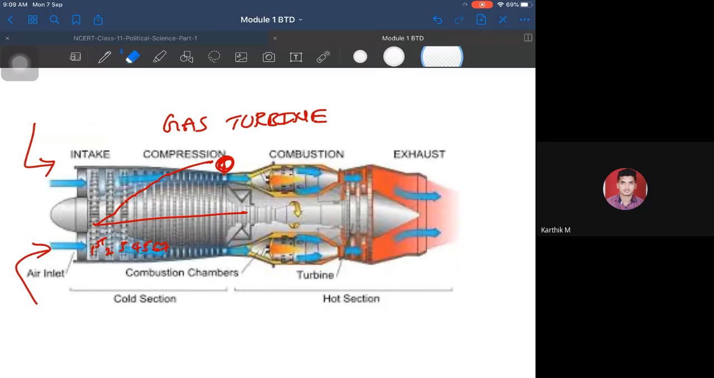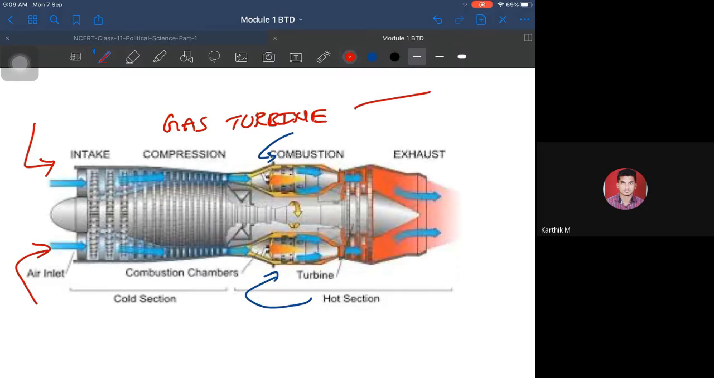After compression, what happens? The fuel is being fed here like this. Typical fuels are used in the aircraft engine. Hope my drawing is not so bad, but let me try. If this is an aeroplane, it has wings, correct, like this. Below the wings there will be two engines. Hope you see that. These are the engines of the aircraft. So this particular engine is this one. Got that?